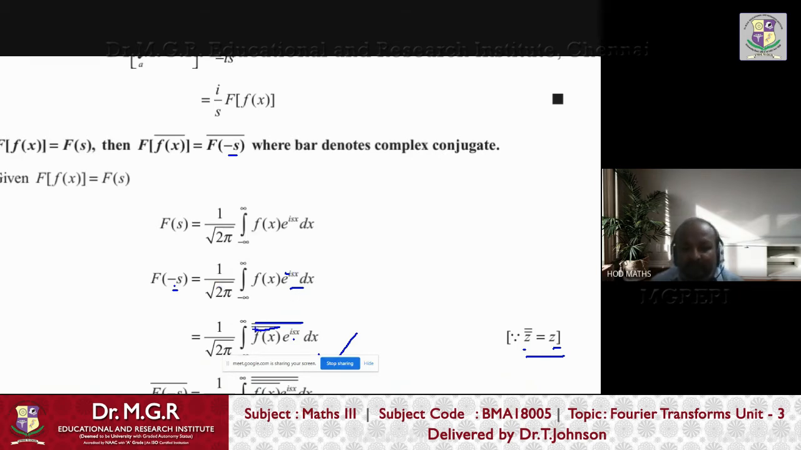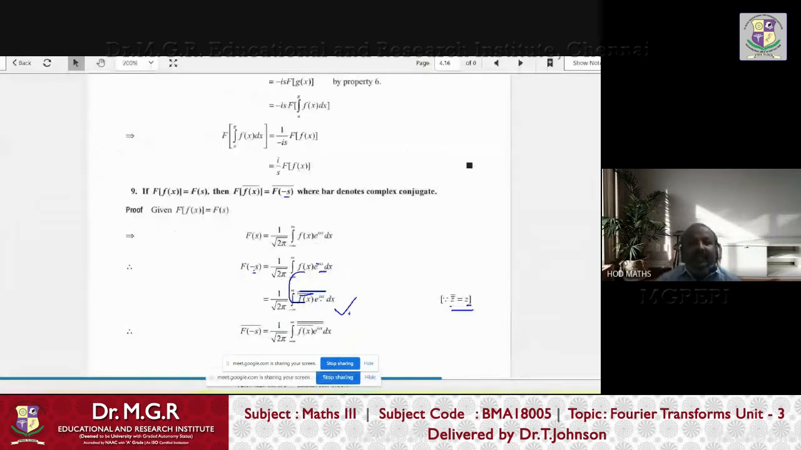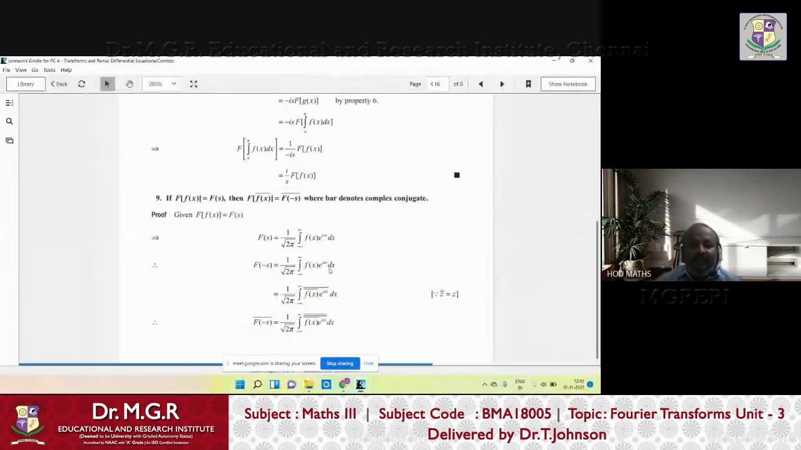But when you apply the complex conjugate to f of s twice, there are two lines here, so there is no change in f of x, because if you apply the complex conjugate two times, there is no change. But when you apply the complex conjugate one time, what happens? E power minus i becomes e power plus i, so that e power isx dx. And finally, since the complex conjugate is applied two times, it won't affect the left hand side.